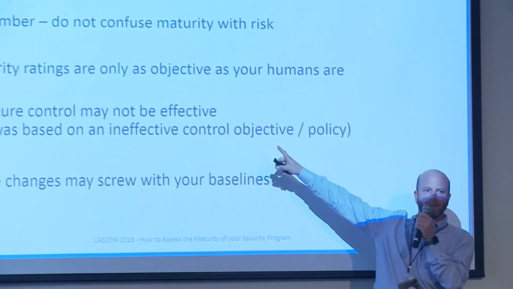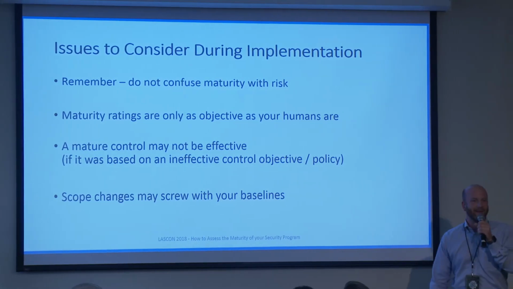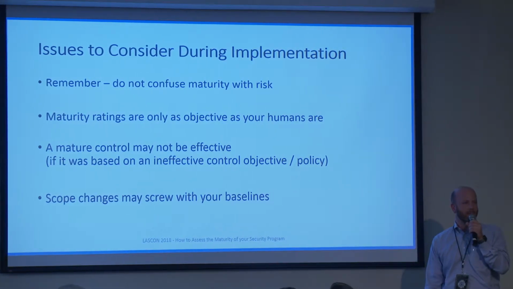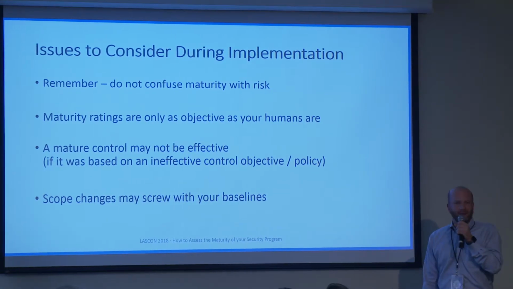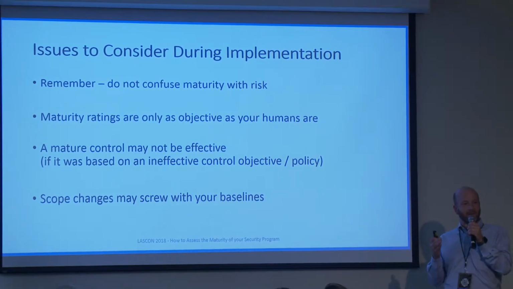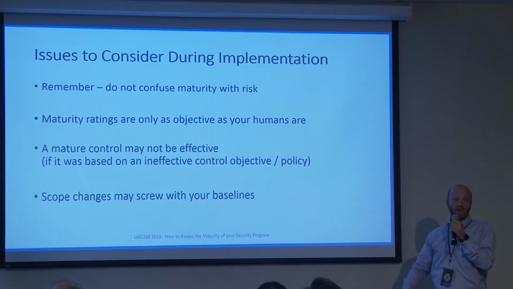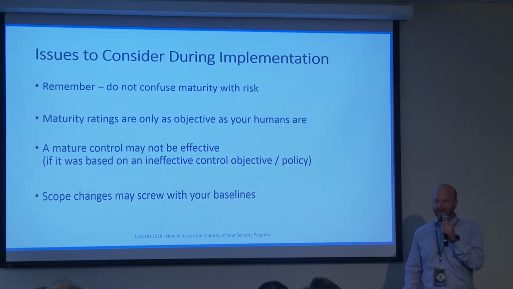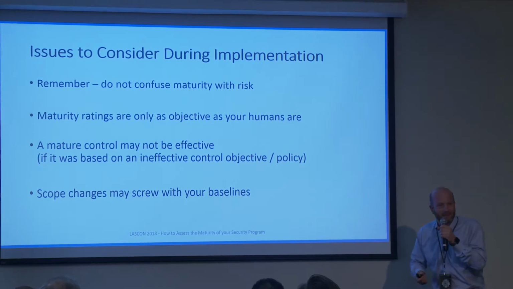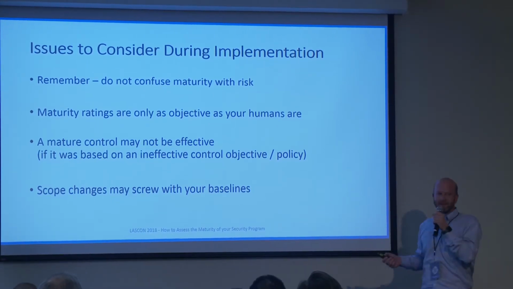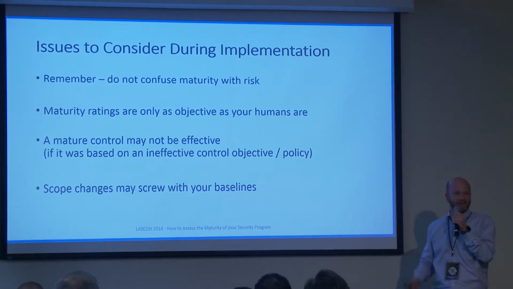Another thing to think about: a control that has a high maturity level may still not be effective in what it's supposed to do. That can happen if you have a control objective that's not clear enough about what exactly needs to happen to mitigate your risk in a certain area. You might have a very vague objective that says, let's put a firewall in place. Let's not talk about whether it should be stateful or stateless, whether it should be application aware, or whether it should have a built-in IDS or IPS.